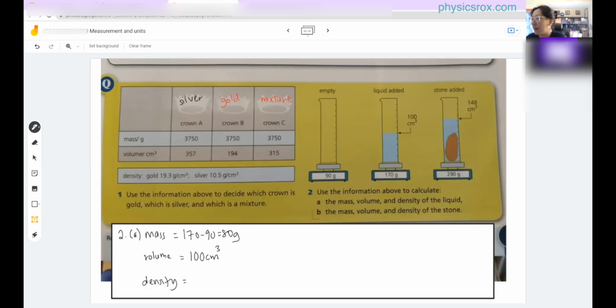Okay, good. Okay, how about the density of the liquid? How much you get? Correct. Good job. You took this, right? You divide like that, right? That's how you got the answer. Okay, everyone can understand?